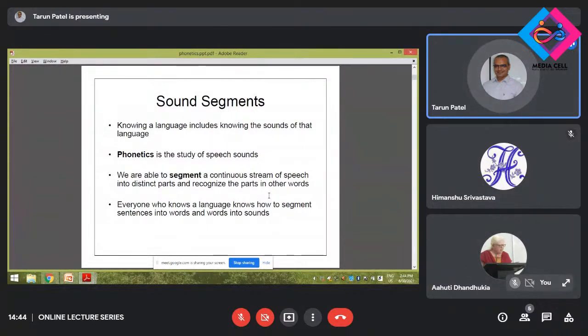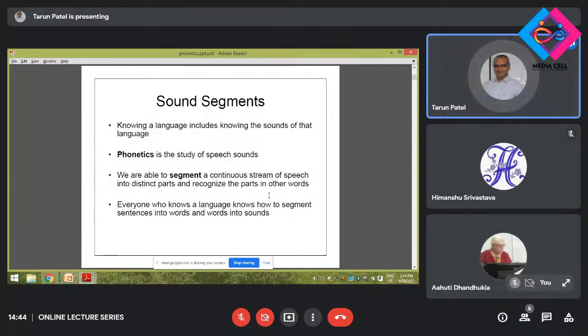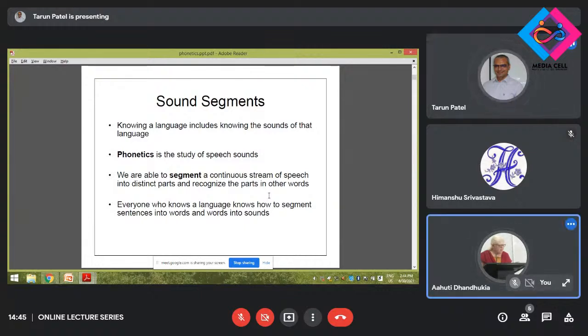Now, knowing a language basically includes knowing the sounds of that particular language. And phonetics, as we have just looked at, is the study of those speech sounds. We are able to segment a continuous stream, and everyone who knows a language knows how to segment sentences into words and words into sounds.